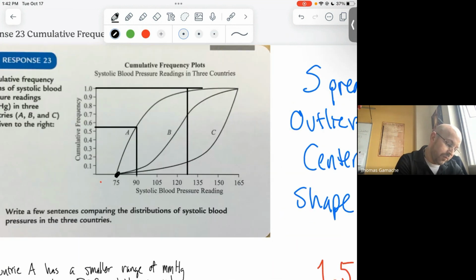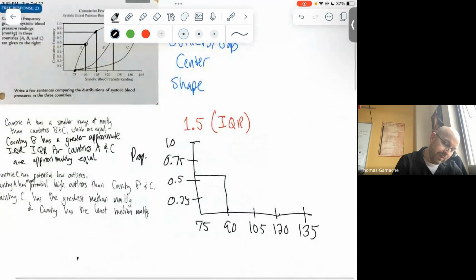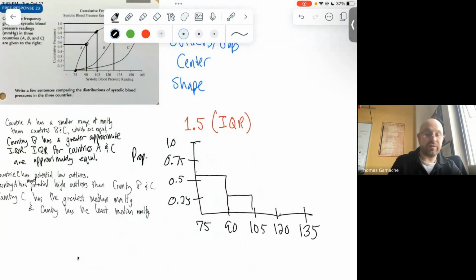So now I'm going from 55 here at 90, and then when I get to 105, notice that I'm going to bring this over. I'm at about 80. So I'm going from 55 to about 80. That means if I do 80 minus 55, I'm going to get about 25%. So that means my next bar here is 25% of my data falls from 90 to 105.